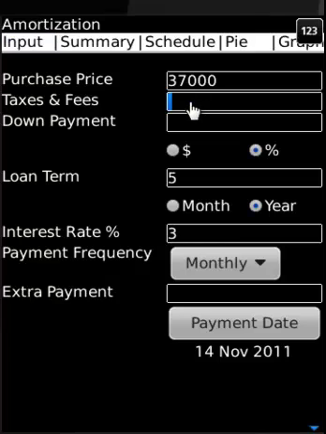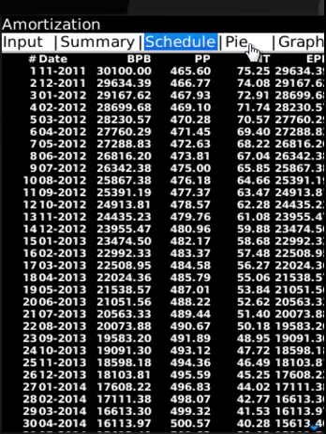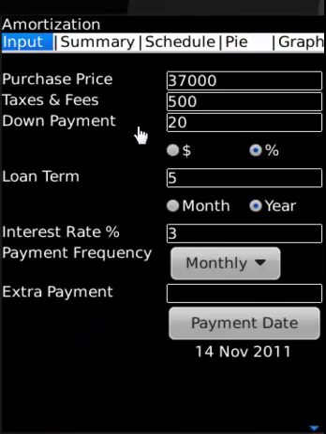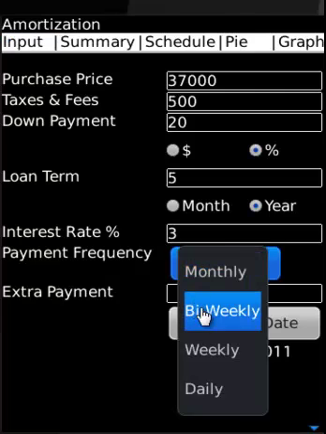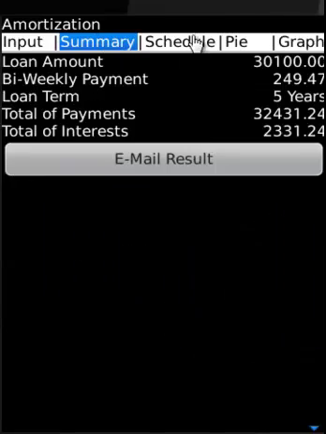And now let us add some more taxes and fees, and a down payment, say 20%. So now we see that the loan amount is reduced because you made a down payment. Schedule, pie, and graph. Next, we can change the frequency from monthly to bi-weekly if that's what is needed.